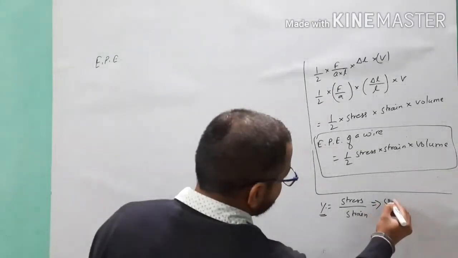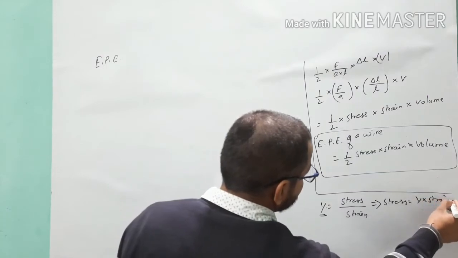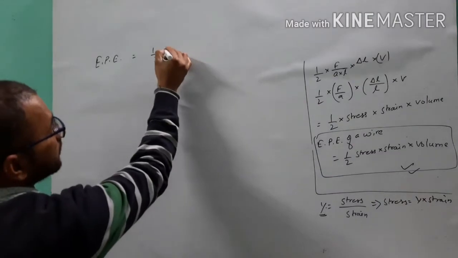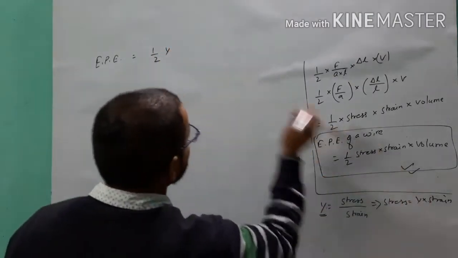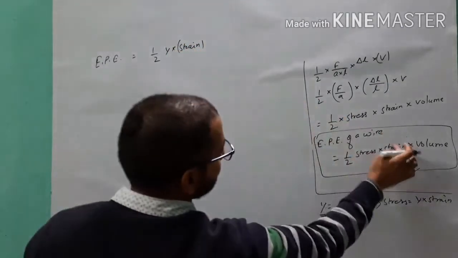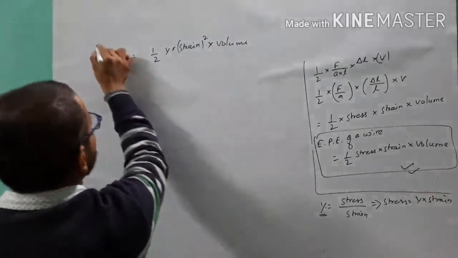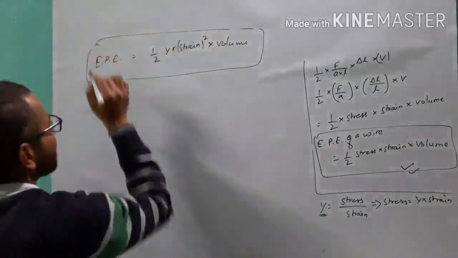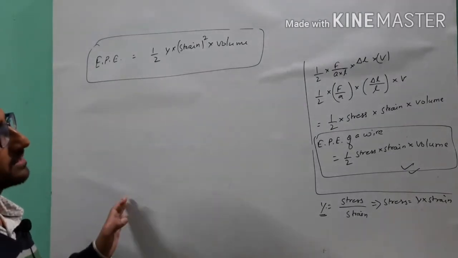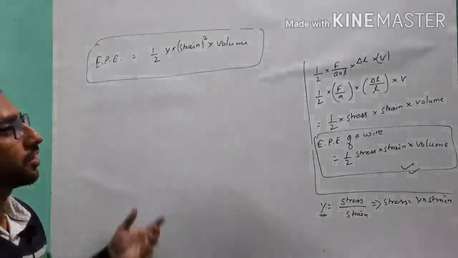So I will replace stress is equal to Y into strain in this given relation. So EPE is equal to half Y into strain, and also one strain is there, strain square into volume. So this is one more formula of elastic potential energy. Clear, student? So on the basis of this elastic potential energy, we can solve one numerical.